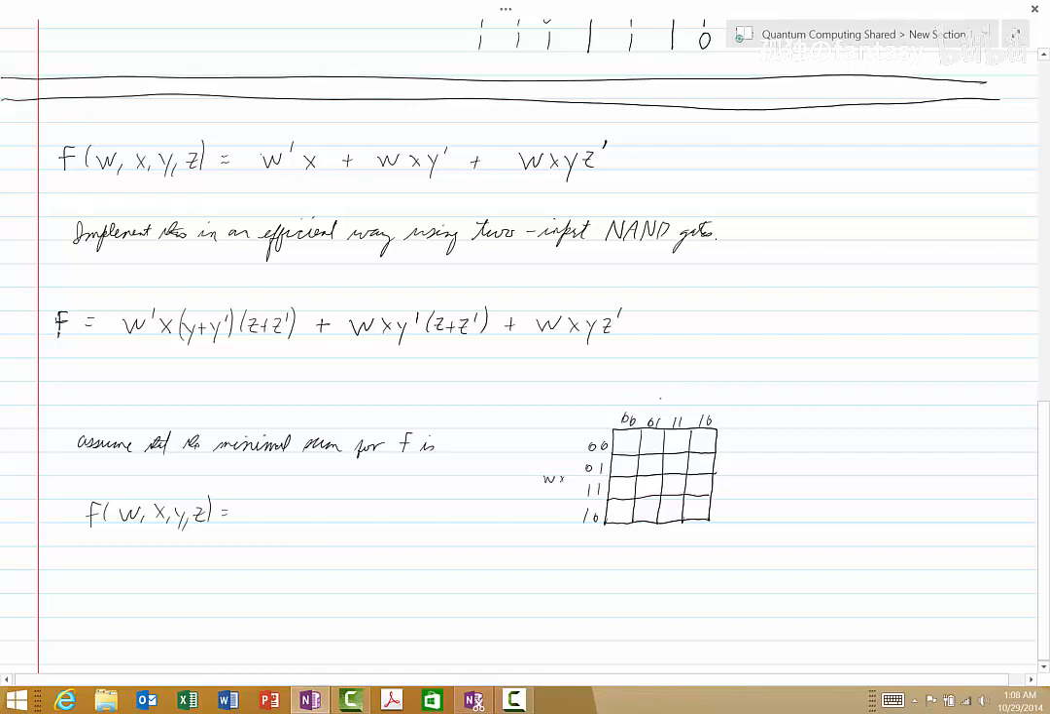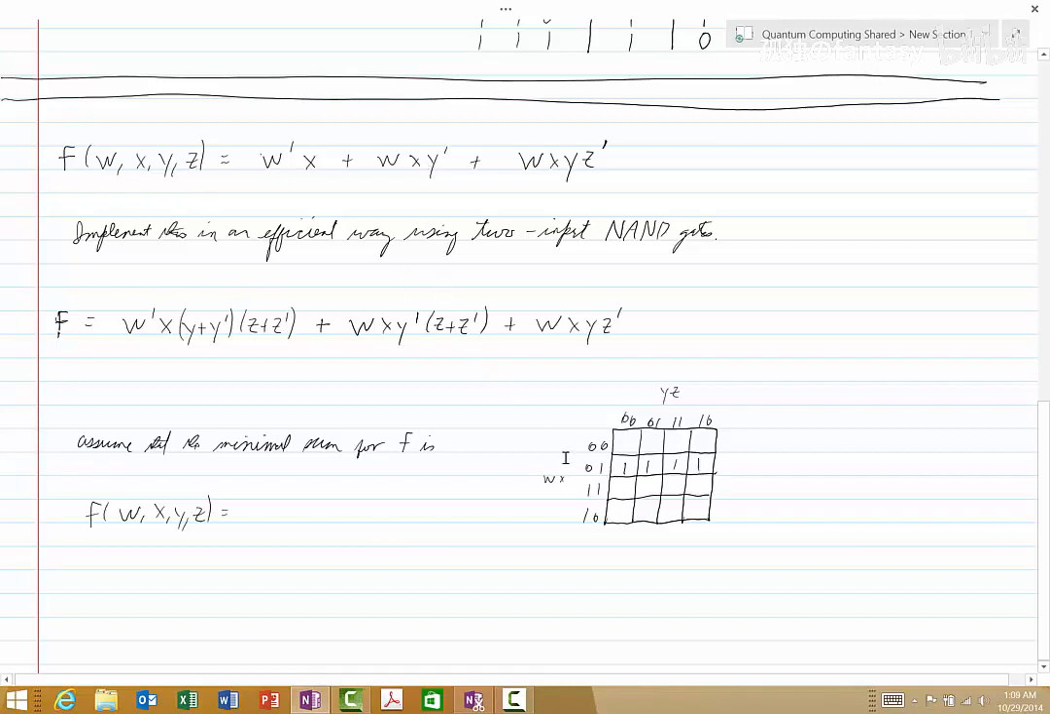But again, for those of you who want a quick refresher, we're going to list all the independent variables, wx on the horizontal axis, yz on the vertical axis, and now we want to fill in all the terms we have. So w prime x will be these 1s, because we have 0 for w and 1 for x. So that's the w prime x. It'll lead to those 4 terms, and that corresponds to the 4 terms you would get if you multiplied this out.